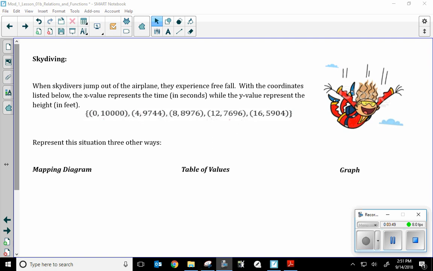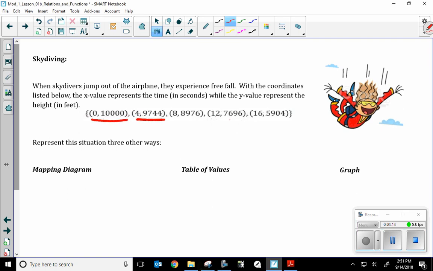All right, so now let's apply this to a situation, a word problem. When skydivers jump out of an airplane, they experience free fall. With the coordinates listed below, the X value represents time in seconds, and the Y value represents the height in feet above the ground, okay? And you see we have all these coordinates here. We have them all listed here, 0, 10,000, 4, 9,744, etc. We have 5 coordinates listed here, okay? We're going to represent these in the other 3 ways, okay? Because obviously this right here is a set of ordered pairs that's given to us, all right?